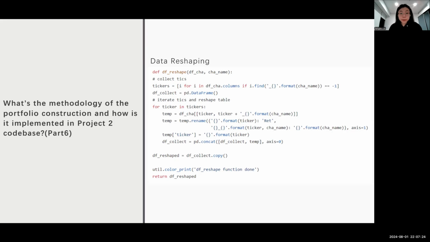Second, data reshaping. The purpose of it is to reshape the input data frame so that each row represents a specific ticker along with its returns and characteristic values for each year and month. The key step is to identify tickers in the data frame, extract relevant data from each ticker, and concatenate into a single data frame.